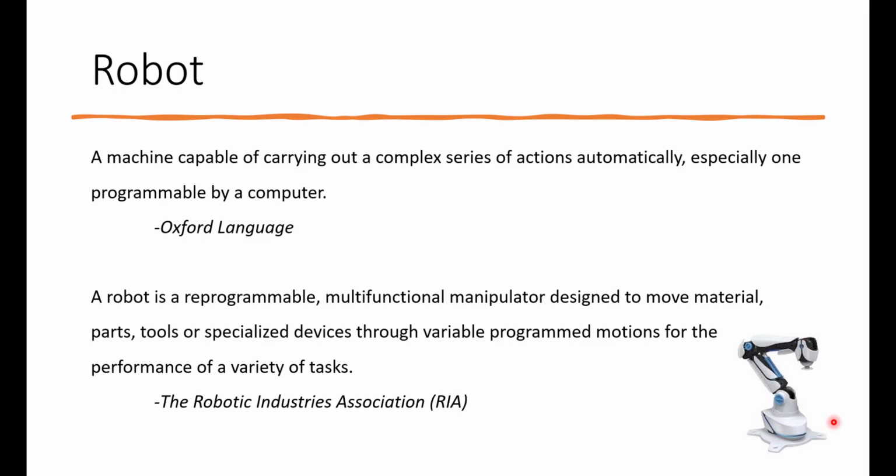According to the Oxford Dictionary, a robot is defined as a machine capable of carrying out a complex series of actions automatically, especially one programmable by a computer. Whereas, according to the Robotic Industries Association, a robot is a reprogrammable, multifunctional manipulator designed to move material, parts, tools, or specialized devices through variable programmed motion for the performance of a variety of tasks.